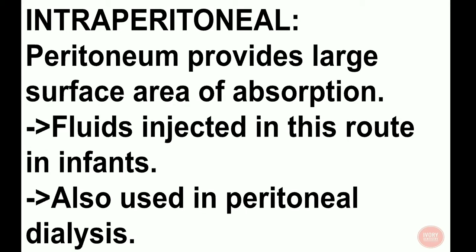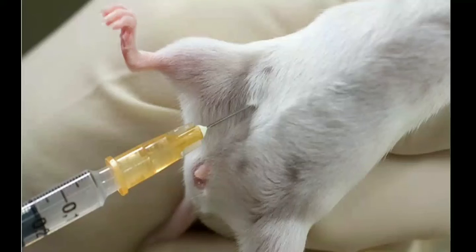Intraperitoneal route. Peritoneum provides large surface area of absorption. Fluids are injected in this route in infants. It is also used in peritoneal dialysis. You can see through the intraperitoneal route, the rat is getting injected.